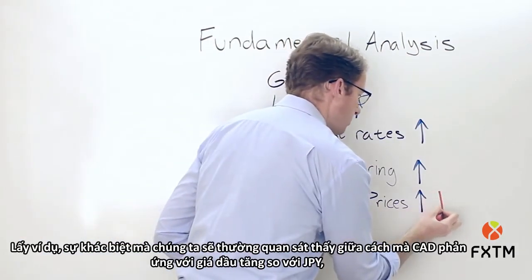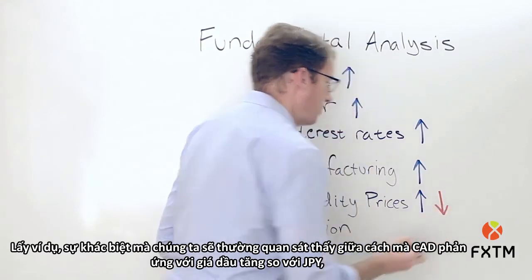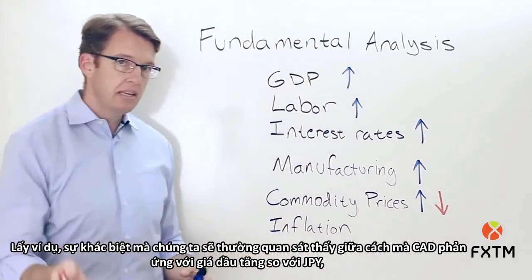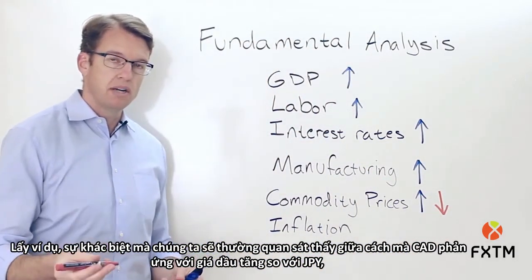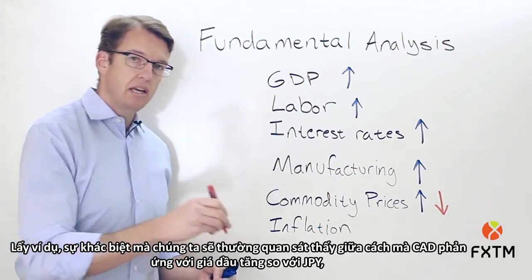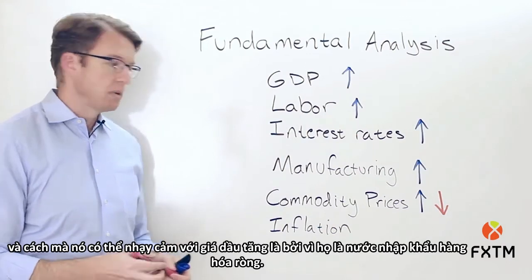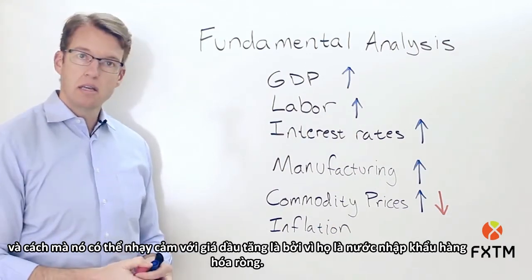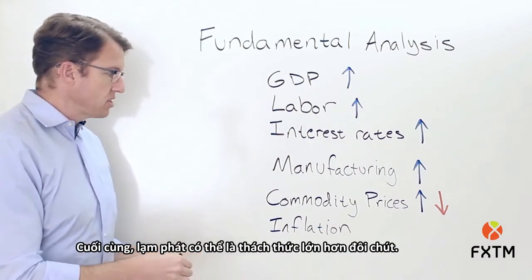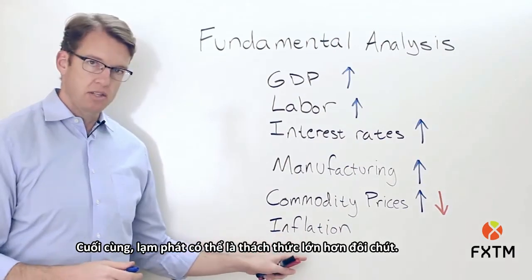So take, for example, the difference that we will oftentimes observe between the way that the Canadian dollar responds to higher oil prices versus the Japanese yen, how that may be sensitive to higher oil prices because they're a net commodity importer. Now, finally, inflation can be a little bit more challenging.